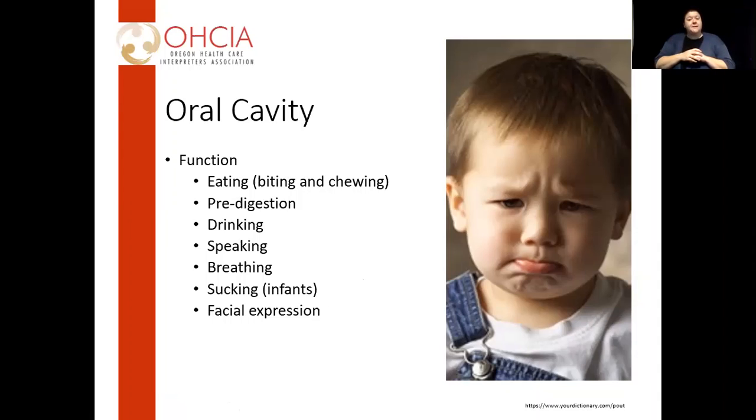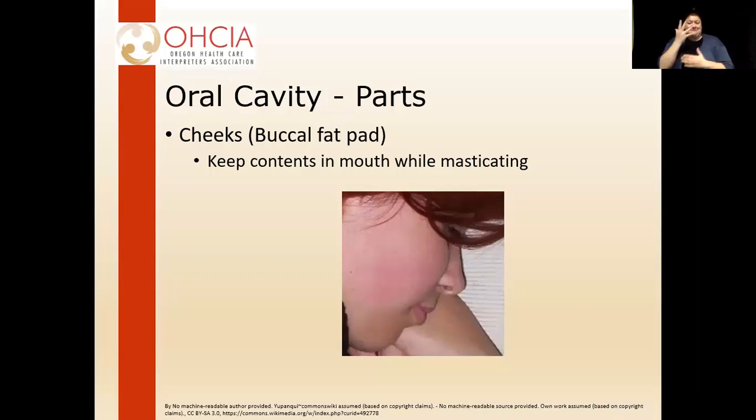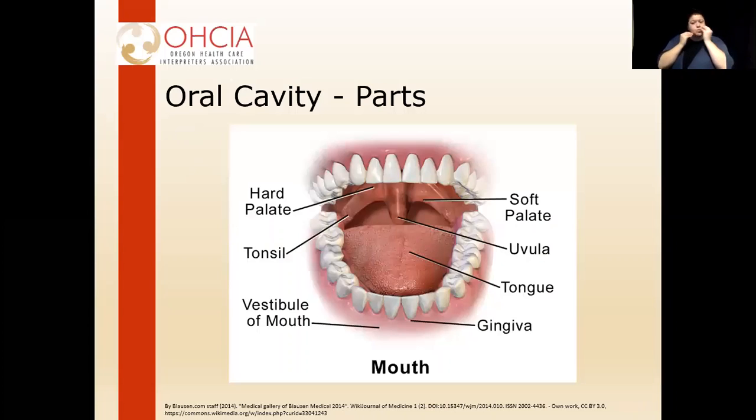And your mouth is also used to help you make facial expressions, like this little child here is doing. So the parts of the oral cavity include your cheeks, which are called the buccal fat pad. The cheeks are part of your mouth, but they also help keep the contents of your mouth inside while you're chewing. Think about when you're eating and rotating food around your mouth.